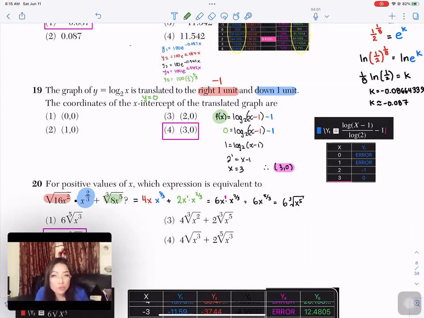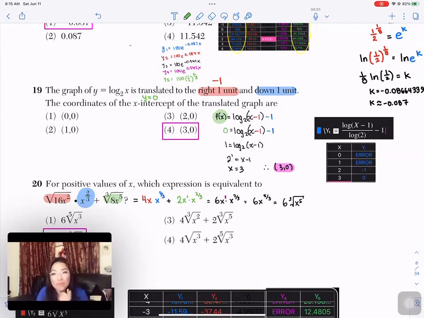Now you can also do it on a calculator. I showed you on the calculator, log of x minus 1 divided by log 2, because it's a change of base, minus 1. You can use change of base on the calculator. I just wanted to let you know how to do it in case you don't have the change of base formula or you forget on the test. And then of course you have 0, 1, 2, 3 as your x values in your multiple choices, and you see which one had a 0, and choice 4 has a 0 in the y value.